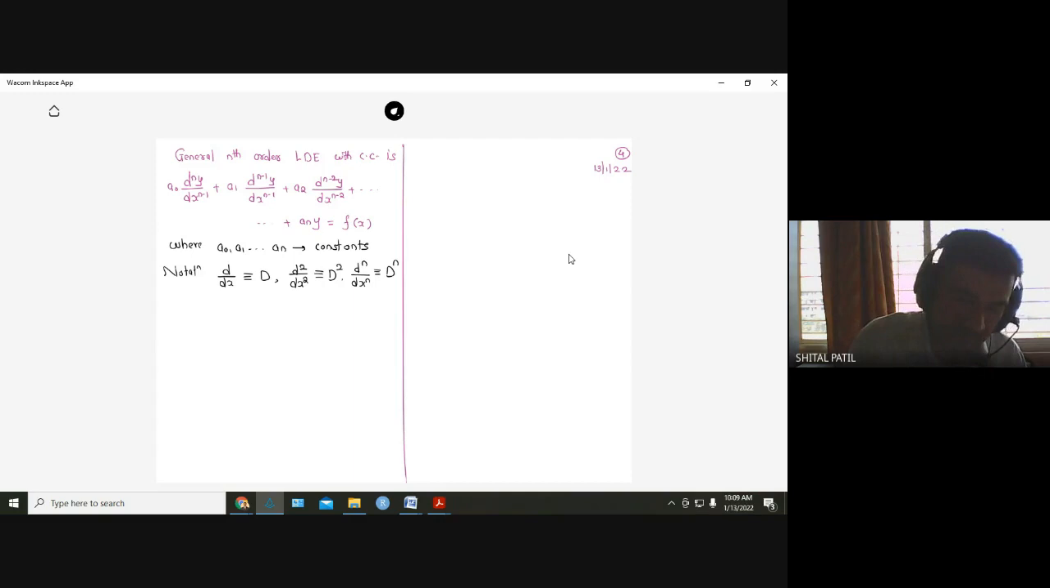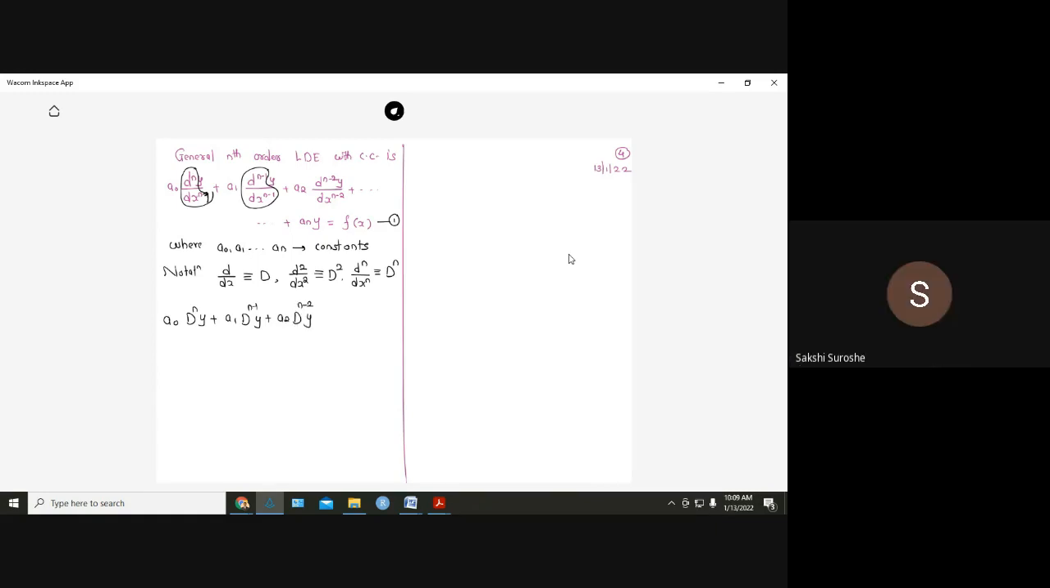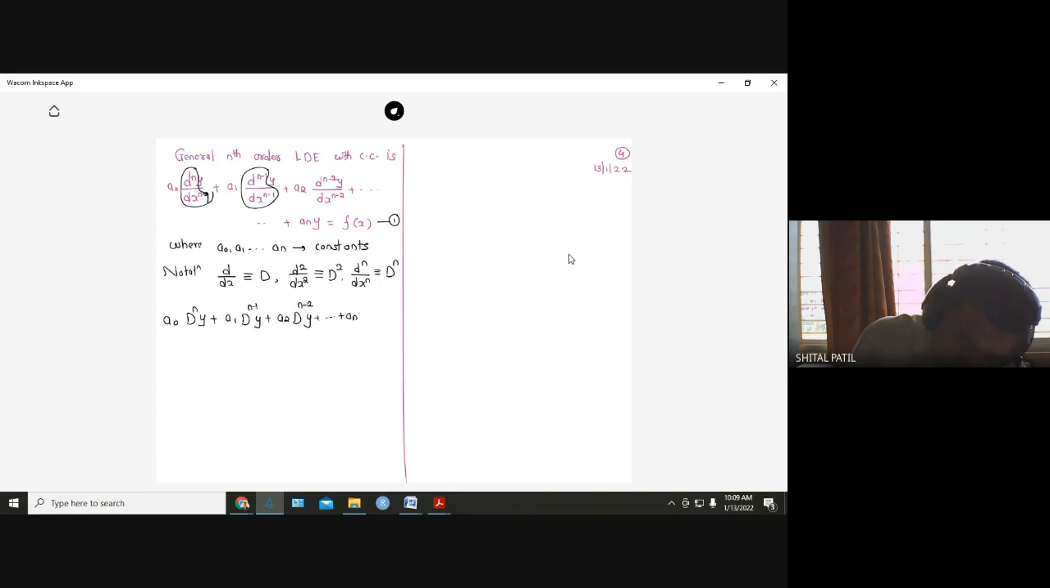Let me use this notation in the above equation, which I'll call equation number 1. So a naught as it is, then d raised to n divided by dx raised to n is D raised to n, and then y, plus a1 D raised to n minus 1 y, plus a2 D raised to n minus 2 y, and so on up to a n y equal to f of x.